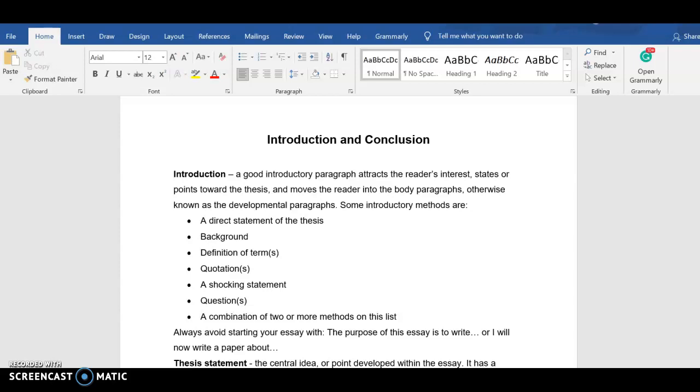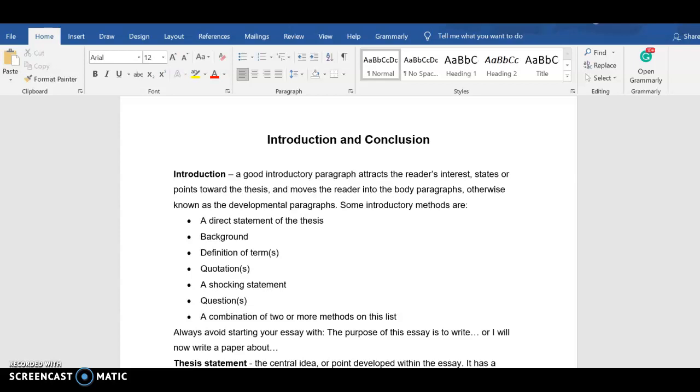As we talked about in our self-evaluation survey, a lot of people mention that the introduction and conclusion tend to be really tricky for them and they have a hard time with them. So here's a bit of a breakdown on what we should be doing for them. For the introduction, a good introductory paragraph attracts the reader's interest, states or points toward the thesis, and moves the reader into the body paragraphs, otherwise known as the developmental paragraphs.